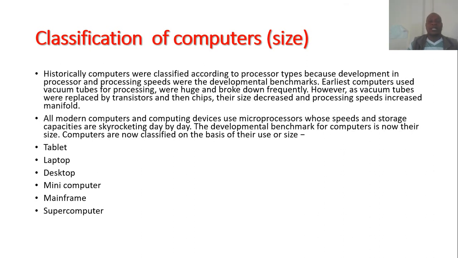Now we move on to the classification of computers. Historically, computers are classified according to processor types, like Pentium 1, Pentium 2, Pentium 3, and so forth. But all modern computing devices use microprocessors whose speeds and storage capacities are skyrocketing by the day. But we want to move on to classification of these devices by size.